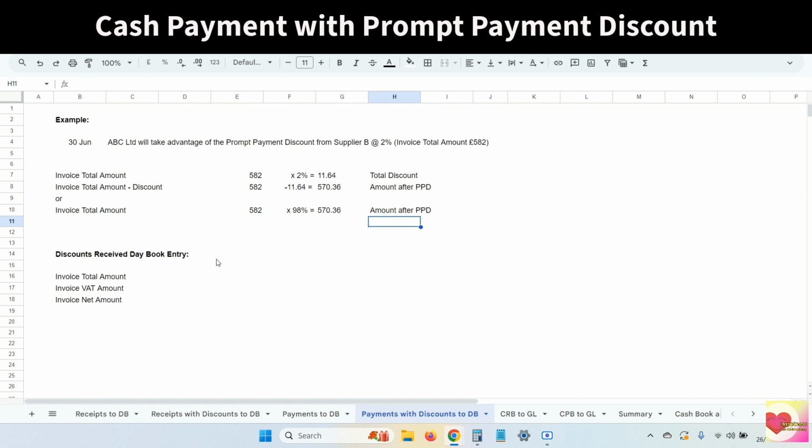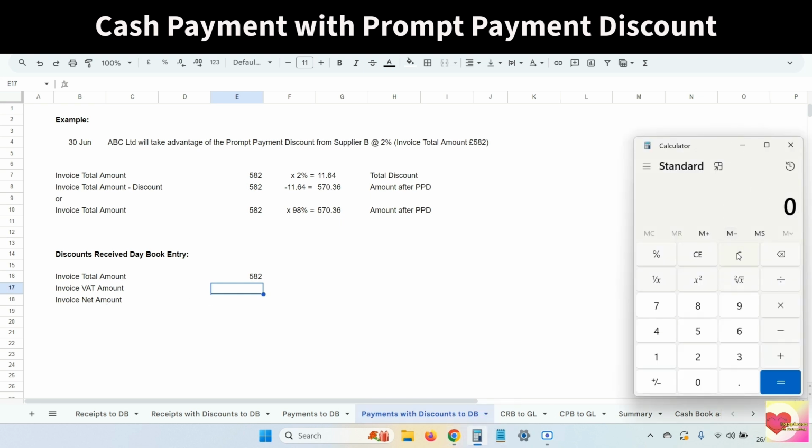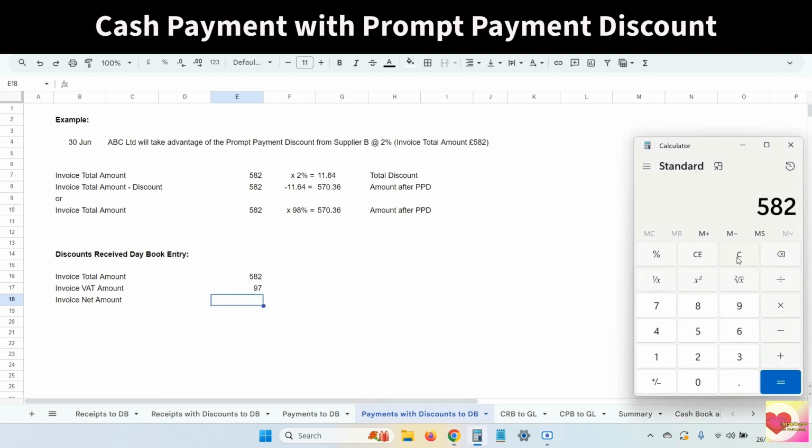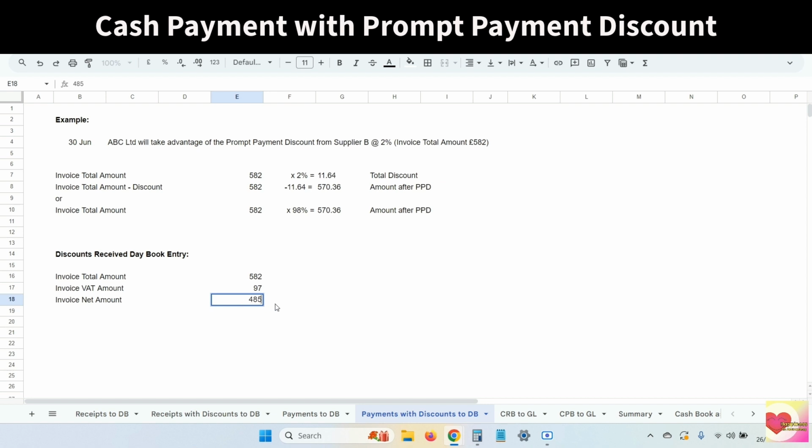Next, let's find out the amount that we should enter to our discounts received daybook. So from the invoice total amount, which is 582, we will get the VAT and the net amount. From the total amount, 582, let's divide it by 6, and we got 97, and this is our VAT. And from the total amount, 582, let's divide it by 120% or 1.2, and we got 485, and this is our net amount. Let's get the 2% of each one.